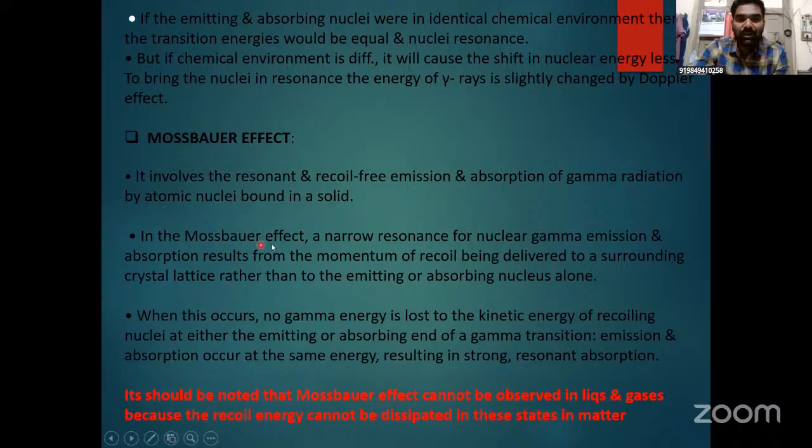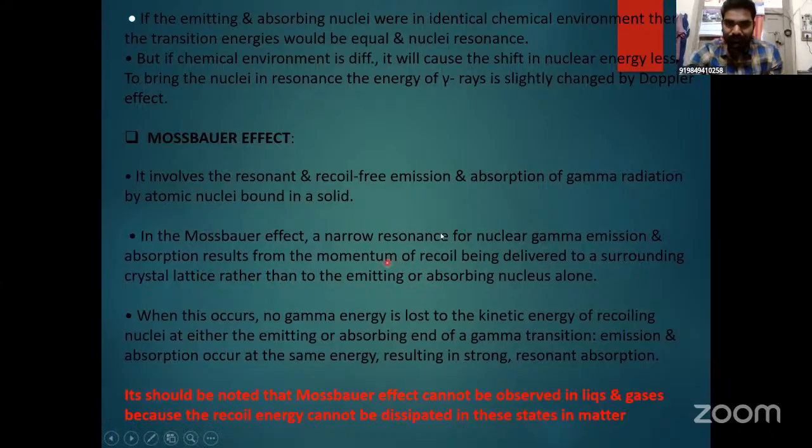In the Mössbauer effect, a narrow resonance for nuclear gamma emission and absorption results from the momentum of recoil being delivered to the surrounding crystal lattice rather than to the emitting or absorbing nucleus alone.